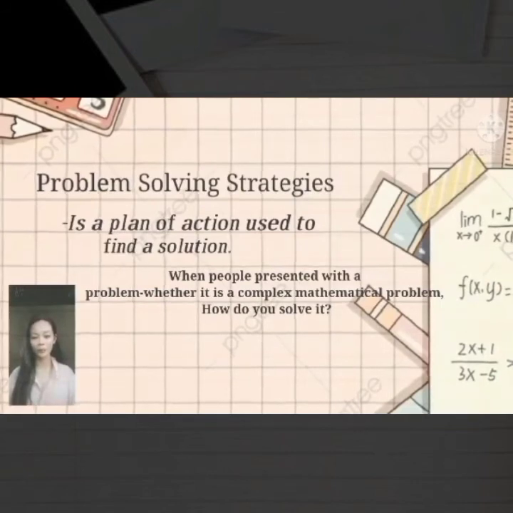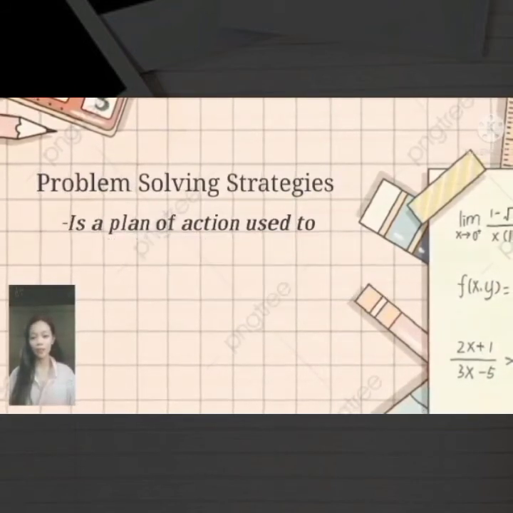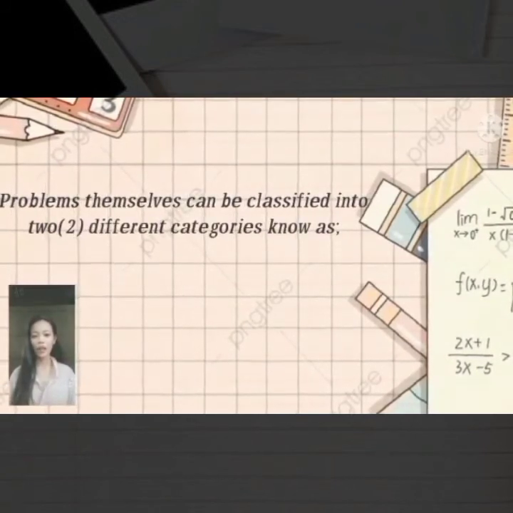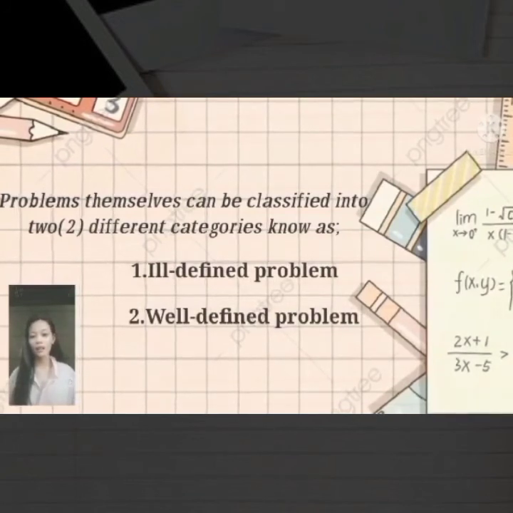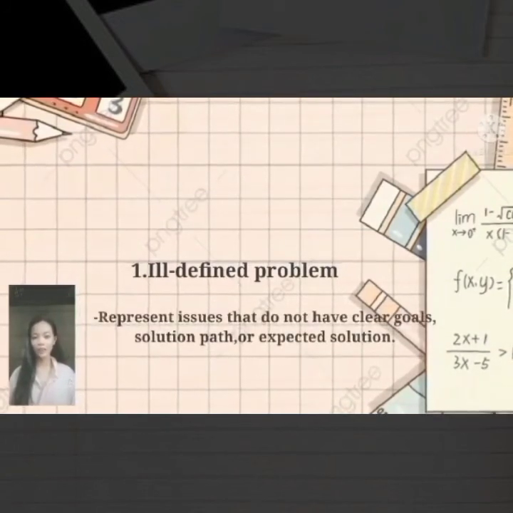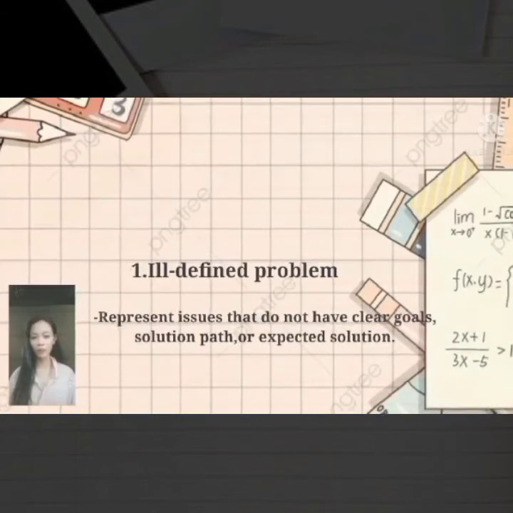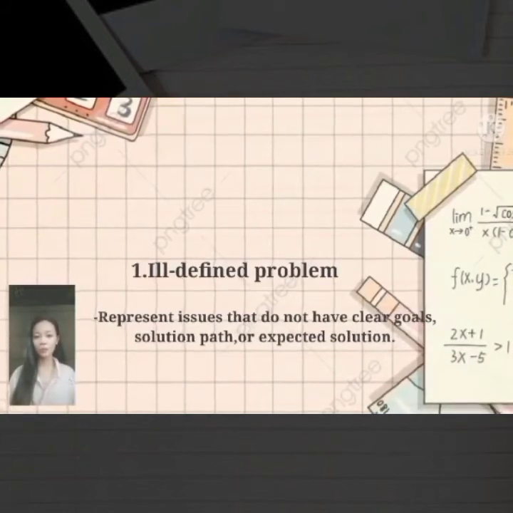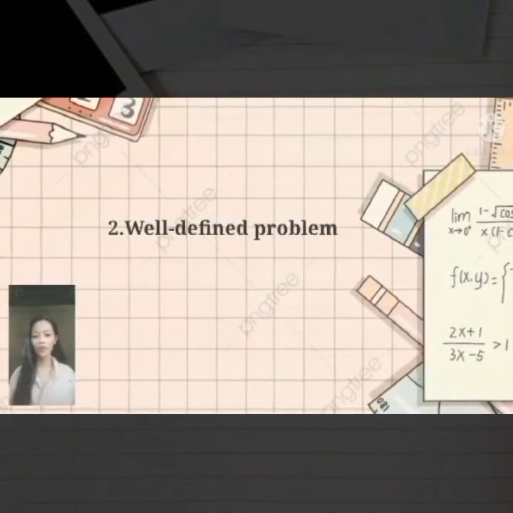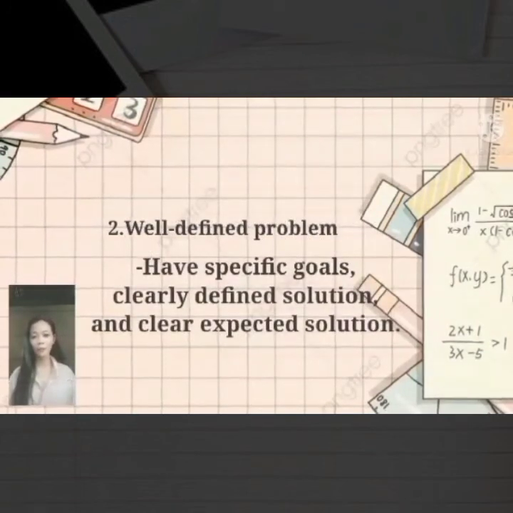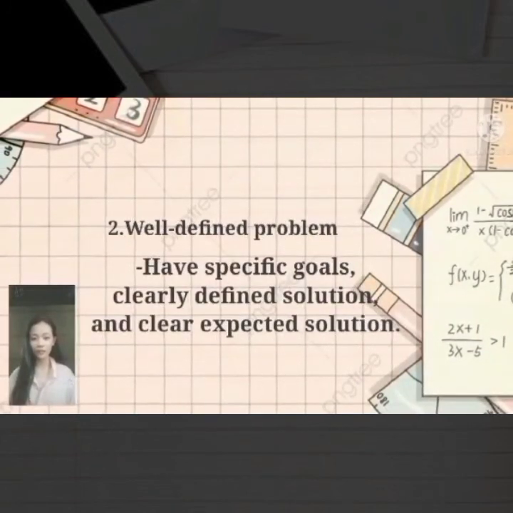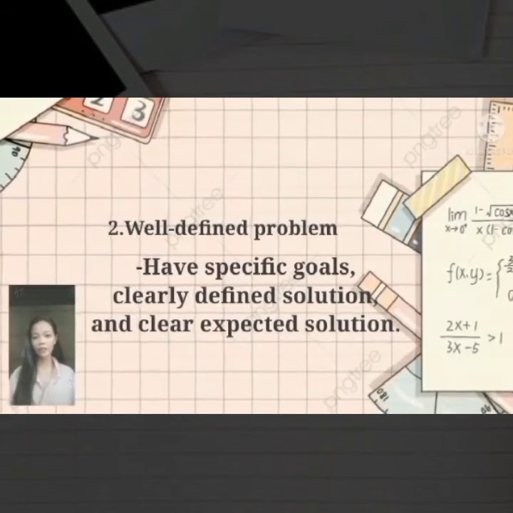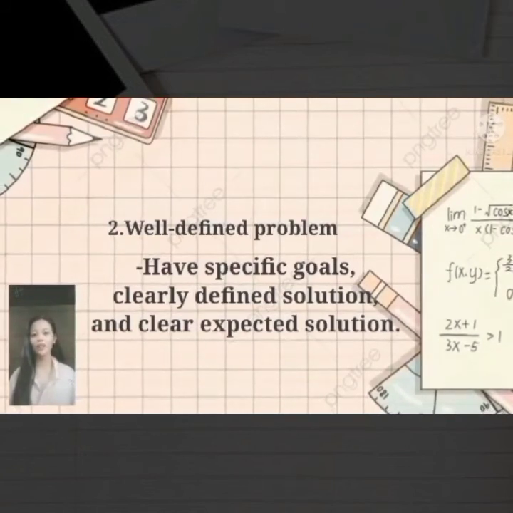ito mabibigyan ng kasagutan. Problems themselves can be classified into 2 different categories known as ill-identified and well-identified problems. Ill-identified problems represent issues that do not have clear goals, solution path, or expected solution. And ill-identified, yung walang exact na sagot. Whereas well-identified problems have specific goals, a clearly defined solution, and a clear expected solution. As well-identified naman, ito naman yung direct to the point na sagot o may kasiguraduhan.